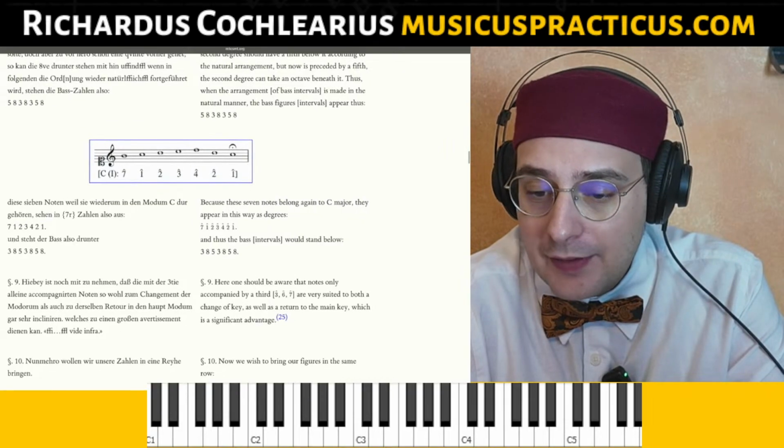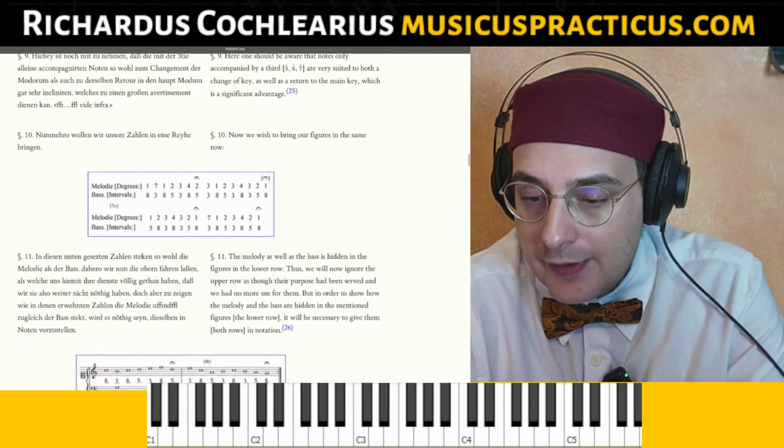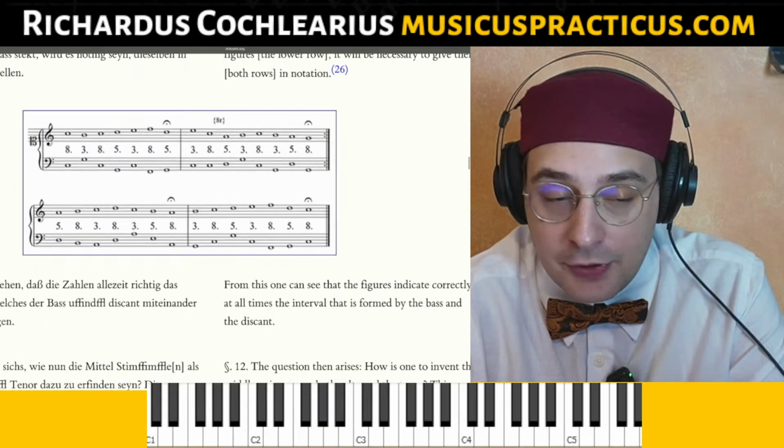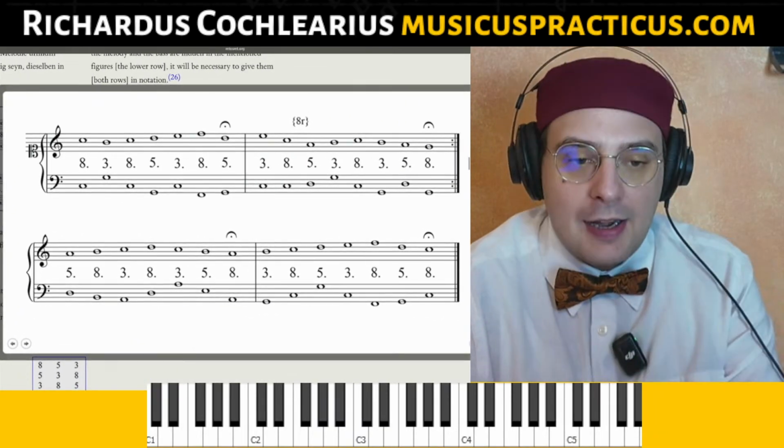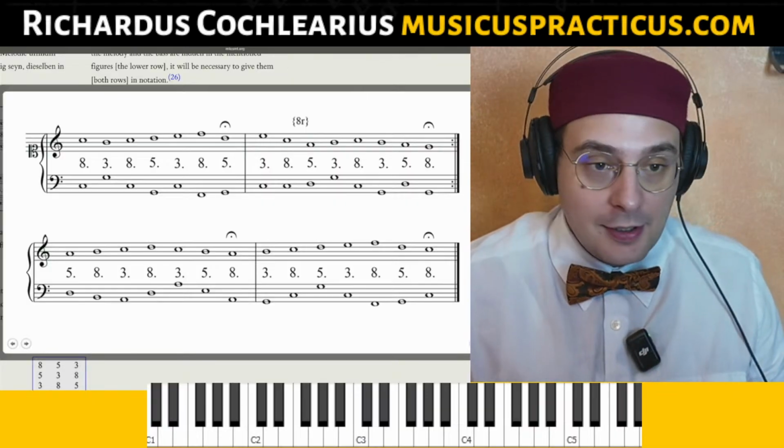Let's continue. So we arrived at point 11, and we have the melody plus the bass. Let's see what's happening now. Let's start from this point and play this again.